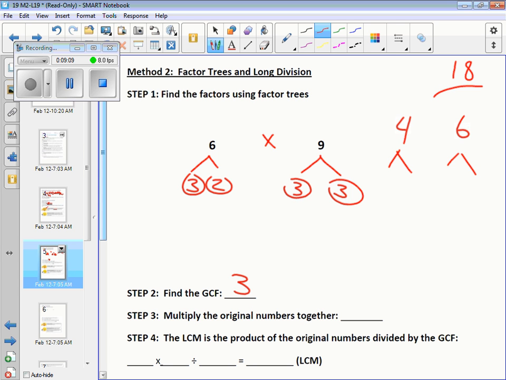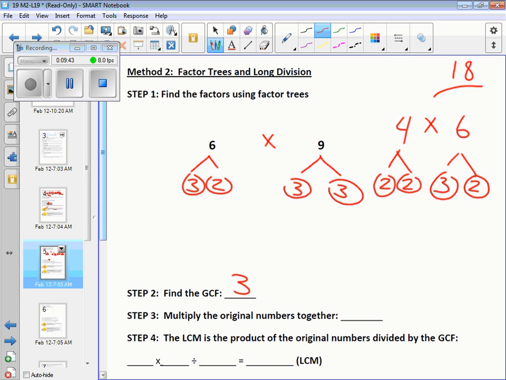2 for 4. 2 for 6, and 3. What's our GCF? It is 2. Ready? 4 times 6, everybody. 24. 24 divided by 2, everybody. 12. The LCM is 12. It's the original numbers multiplied together divided by the GCF.